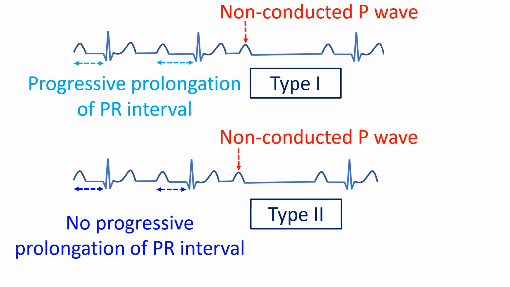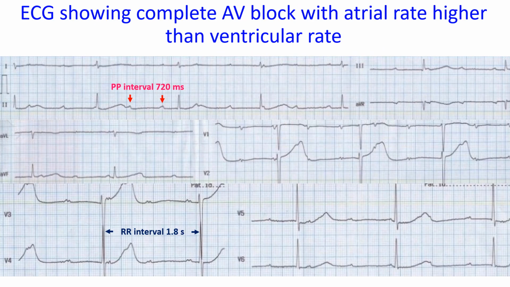In type 1, there is progressive prolongation of PR interval followed by a non-conducted P wave. In type 2, there is no progressive prolongation of PR interval, but there are intermittent non-conducted P waves. Type 2 is more serious. In complete heart block, also known as complete AV block, none of the P waves are conducted to the ventricles.